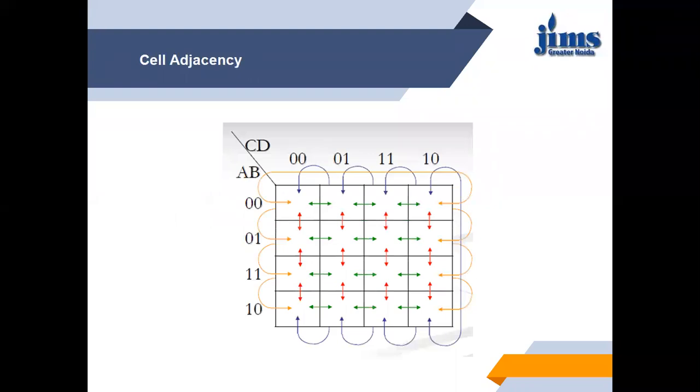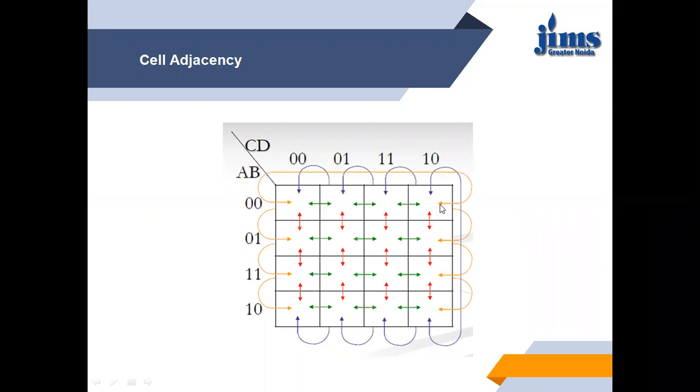Now the cell adjacency, how the adjacent cells are identified, you can see with the green cells. These are the adjacent cells. You have horizontally adjacent cells, and you have vertically adjacent cells. Adjacent cells may be like this cell and this cell. These are also adjacent cells. This cell and this cell. These cells may be adjacent like this.